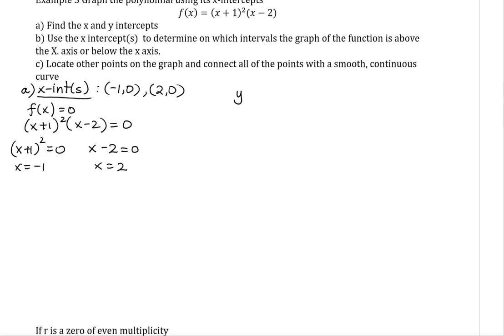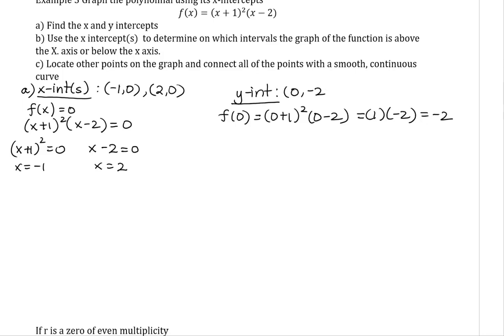Now I will go on to find the y-intercept. We find the y-intercept by setting x equal to 0, plugging 0 into the function. That's not just true for polynomials, that's true for any function that you are trying to find the y-intercept of. So this leaves me with a +1 times a -2, which is a -2. And so now I know that the y-intercept of this function is the point (0, -2).